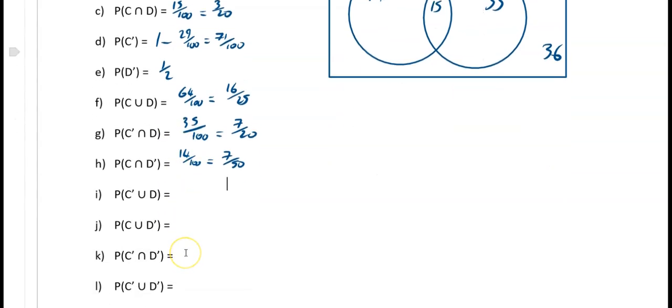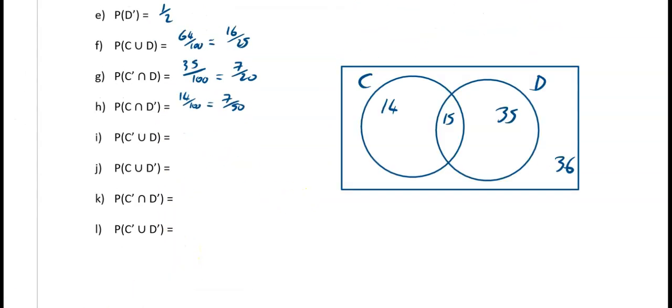And we scroll on down here. So onto the trickier ones then, for part I, it asks you for the probability someone is not a cat or they're a dog. So not a cat or a dog is going to be this one here. So not a cat is going to be 35 or the 36. So it's going to be the 71 out of 100. And then we have got a cat or not a dog, which is going to be the 14 plus the 36, which is going to be 50 out of 100, which is going to be a half.